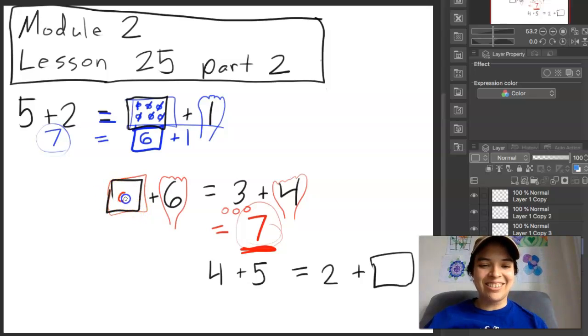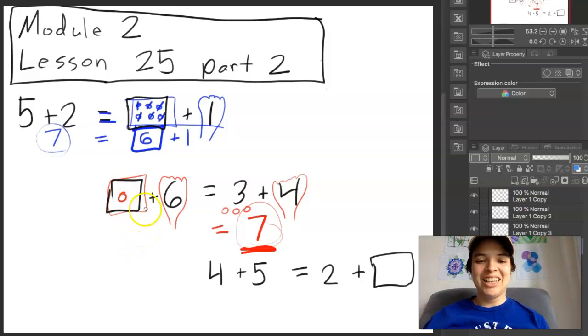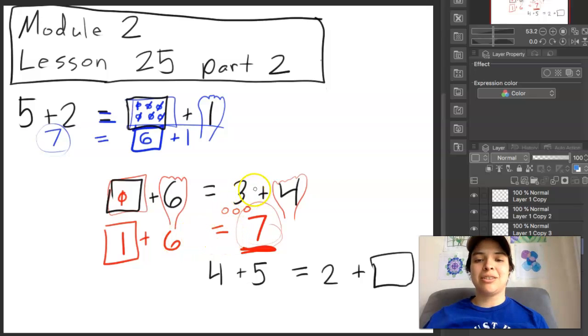It only took 1. There we go. 7. So we know that our mystery number is actually 1, because we only drew 1 dot as I counted on. So it's 1 plus 6. If we reread the equation, it would be 1 plus 6 is the same as 3 plus 4. Because 1 plus 6 is 7, and 3 plus 4 is 7.